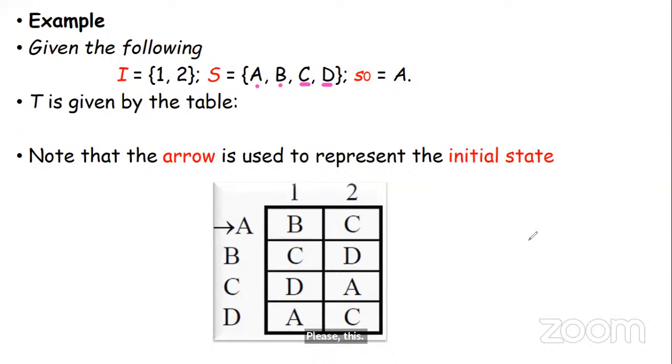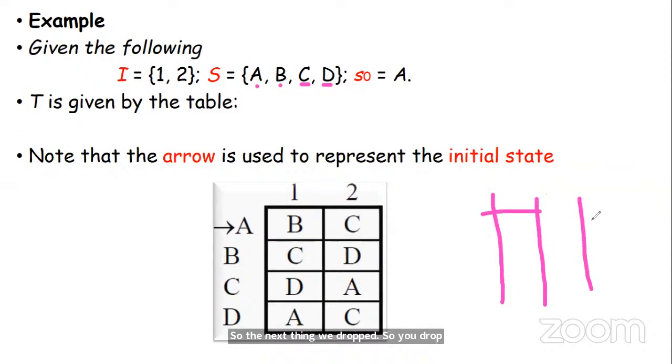So the next thing we draw, you draw the table. So that's the table being drawn. Now, what are the input symbols? The input symbols are what? 0 and 1. So this is where the inputs will be. Input will be on this line. So here we have 0, 1 as the input.